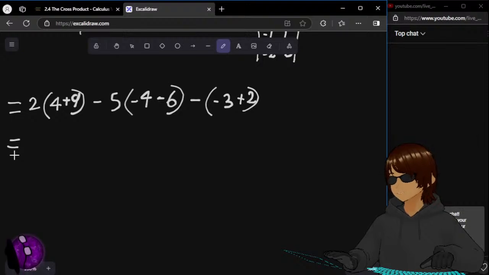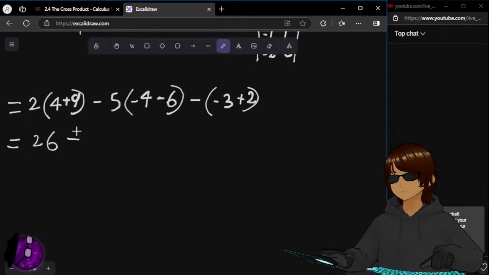So we have 2 times 13, which is 26, minus 5 times minus 4 minus 6, which is minus 10, so this will be plus 10. And then this would be plus 1. So this would be 37.